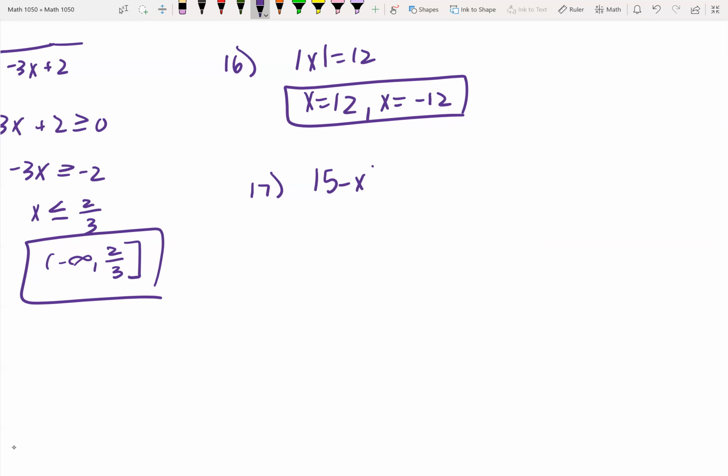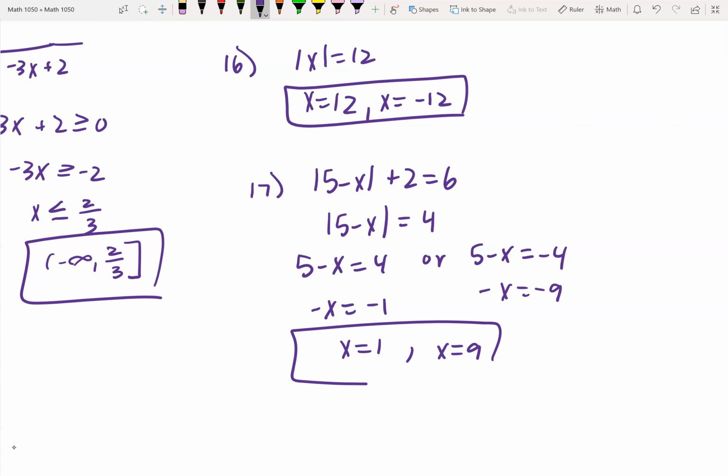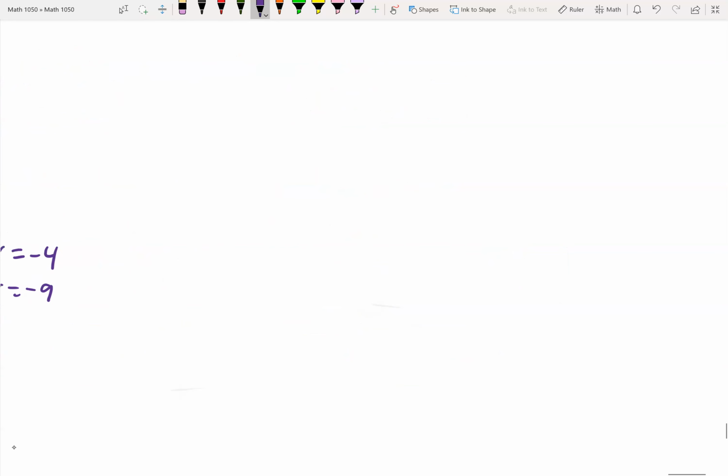Absolute value of 5 minus x, plus 2, equals 6. Step 1, get your absolute value alone. So move your 2 over, you get the absolute value of 5 minus x equals 4. Next step, split it in 2. Next step, solve. So 5 comes over and becomes a negative. Change your signs, x equals 1. Here, 5 comes over and becomes a negative. Change your signs, x equals 9. Done. Number 18.